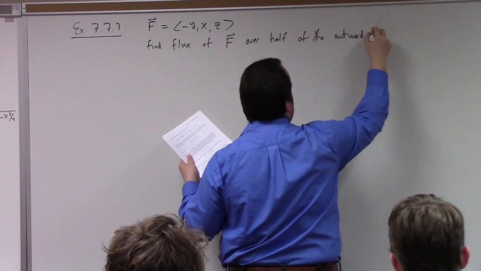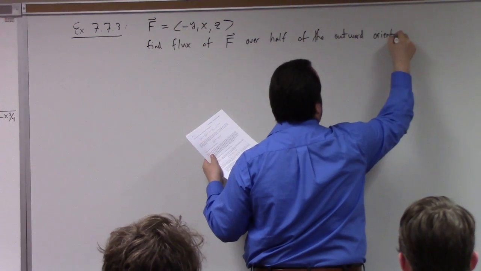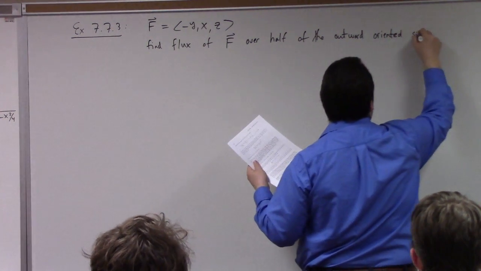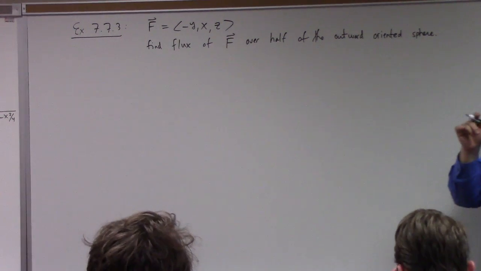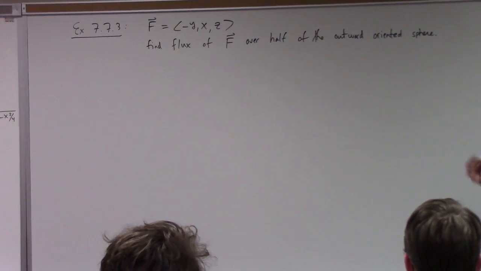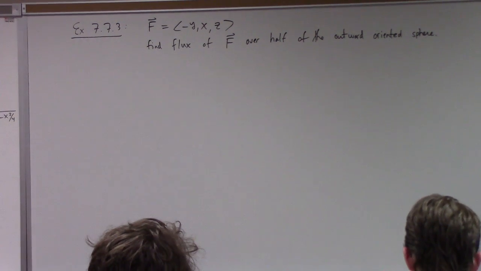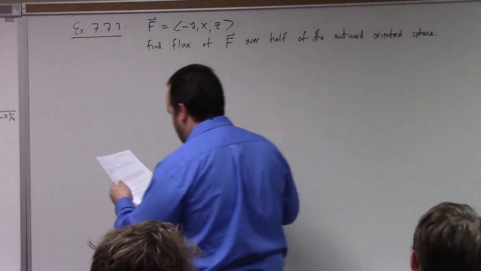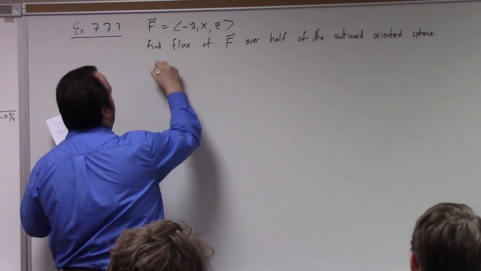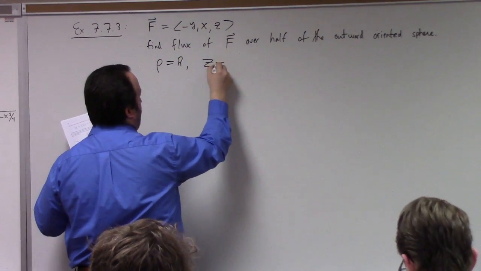So I guess here's a slight twist on what I was just telling you, Emma. This is not a closed surface, right? But it's just half of it, and it's part of something that's closed, so there's still a sense of what's outward. Which half? I'm not done. Rho equals r with z greater than or equal to 0.